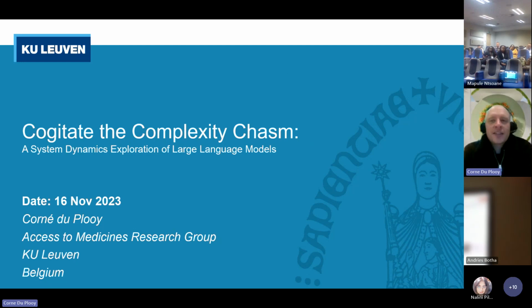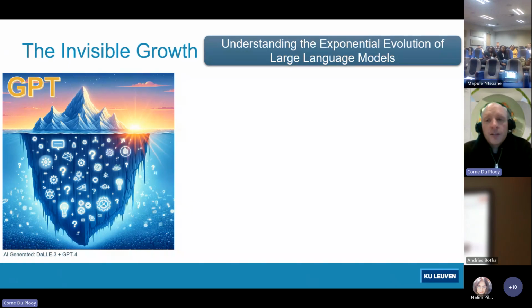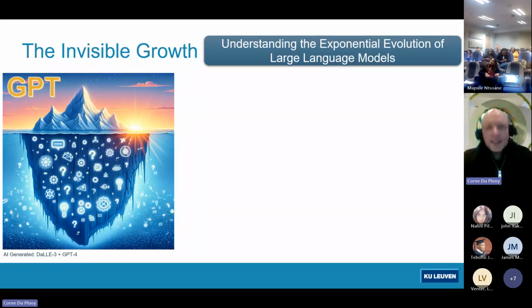So what I'm going to talk about is really understanding the exponential evolution of large language models. And large language models means that they've only been trained on words. They have not seen pictures, they've just seen words. They've been trained on information that's on the internet, but it's just words. They have never seen pictures. And that's very important to remember.